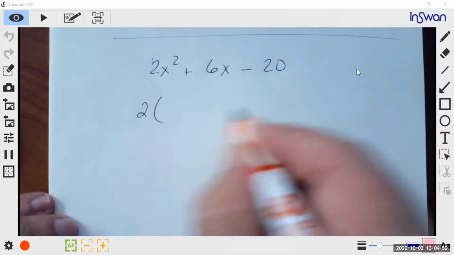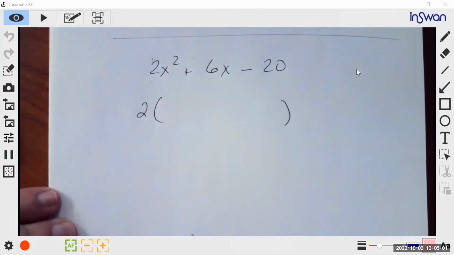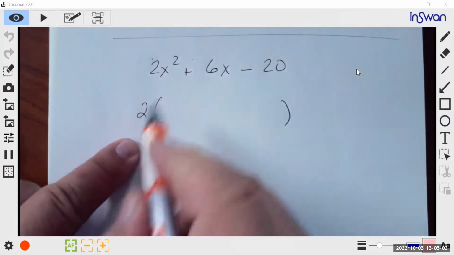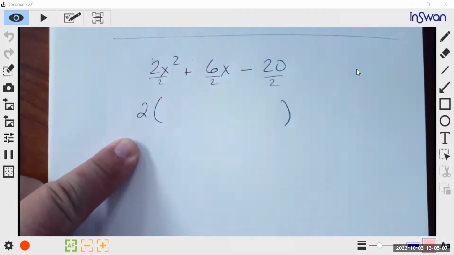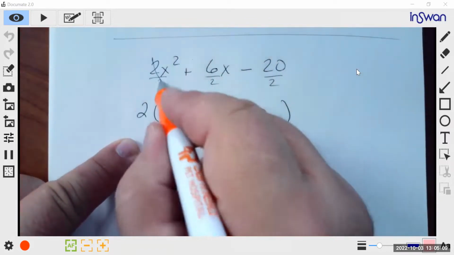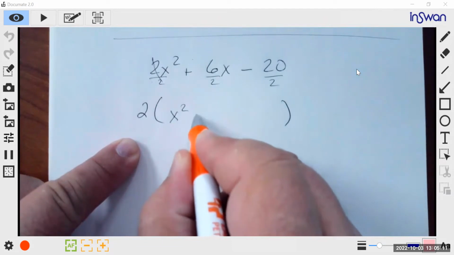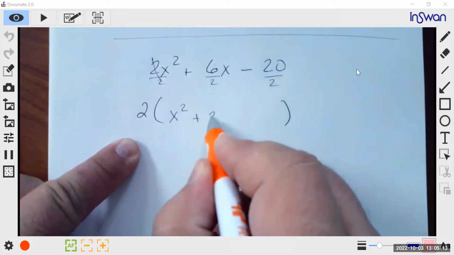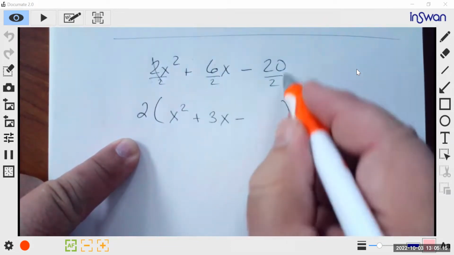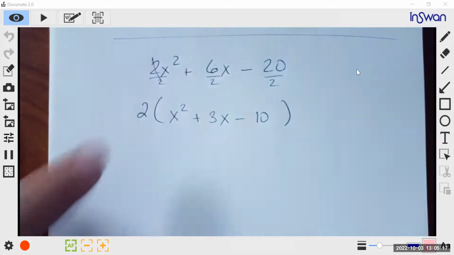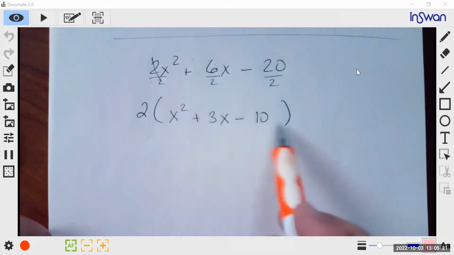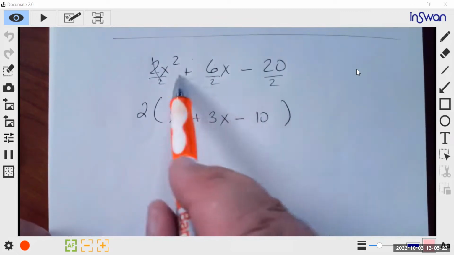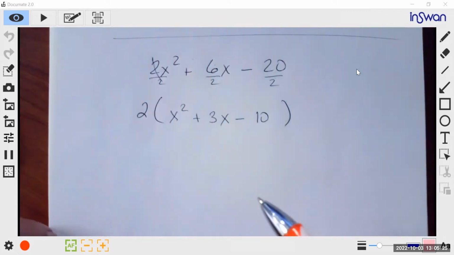Here's how to figure out what goes inside the parentheses. Since you factor out a 2, divide each of these by 2. Whatever's left goes inside there. So these cancel, it's just x squared. 6 divided by 2 is 3. 20 divided by 2 is 10. So whenever you factor anything, to determine what goes inside the parentheses, divide each of them by what you factored. And whatever's left goes inside there.